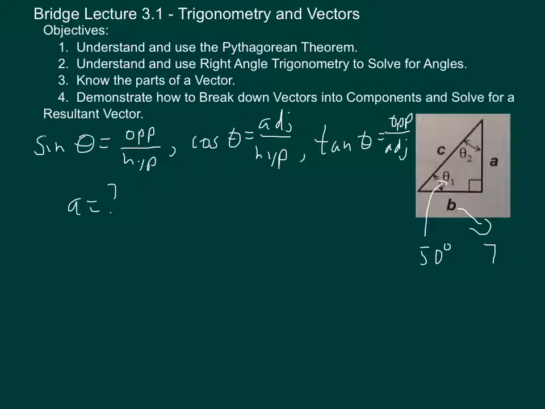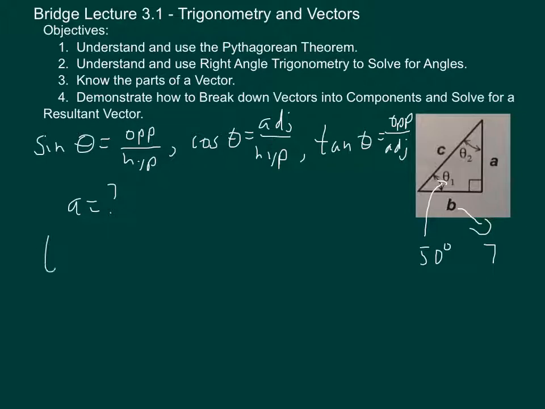So what do we need to do? Well, we know that we have theta 1. We know that we have one side, or the short side, but we need to find the other short side. The only trigonometric function that actually works is tangent of theta, because you have an angle, and you're using opposite over adjacent.